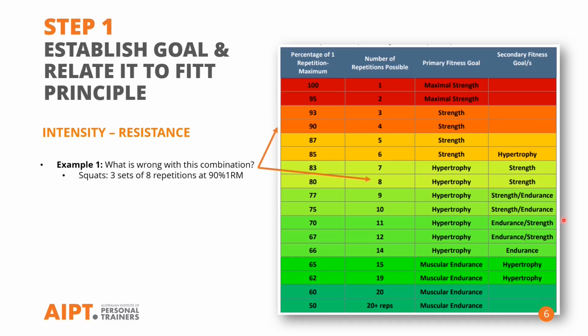So this table also highlights some of the issues that we commonly see in programming. If we have a look at the slide here, we've got a bit of a question for you to answer. In this example, this client is doing 90% 1 repetition maximum for 8 repetitions. So if you want to, pause the slide and have a look at that and see if you can work out what the error is here.